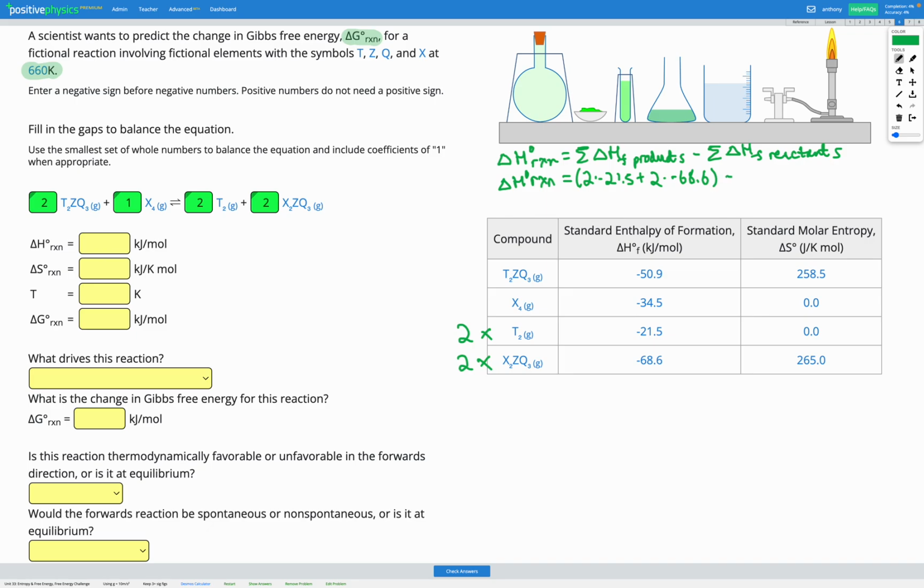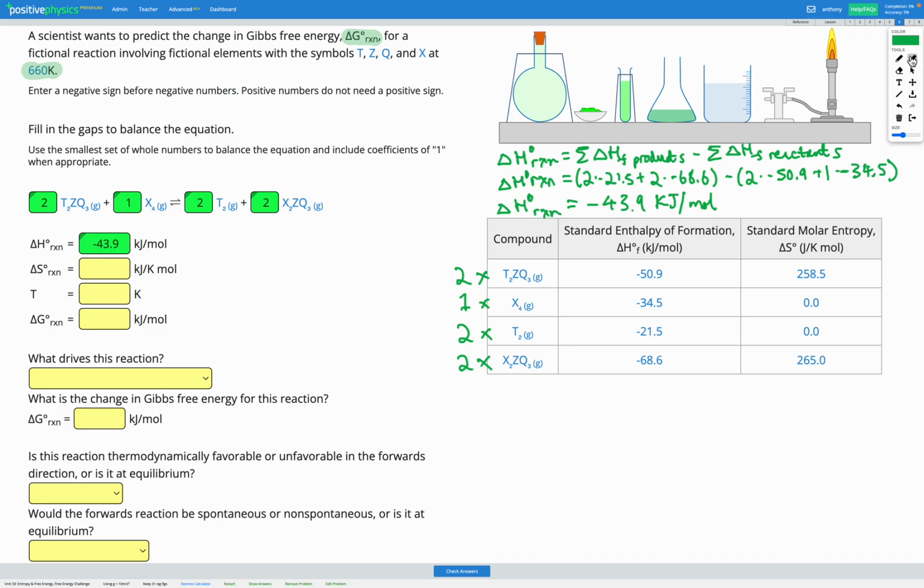Then I'm subtracting from that the total enthalpy change of formation of my reactants. In my reactants, I've got 2 sets of T2ZQ3 and I've got 1 set of X4. So that gives me 2 sets of negative 50.9 and 1 set of negative 34.5. If I put that all into my calculator, I'm going to get an enthalpy change of reaction of negative 43.9 kilojoules per mole. So we can go ahead and fill that in over here, negative 43.9 kilojoules per mole.